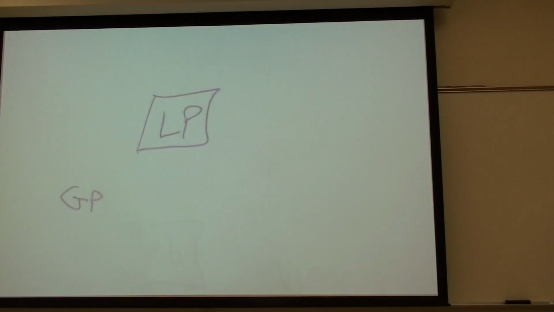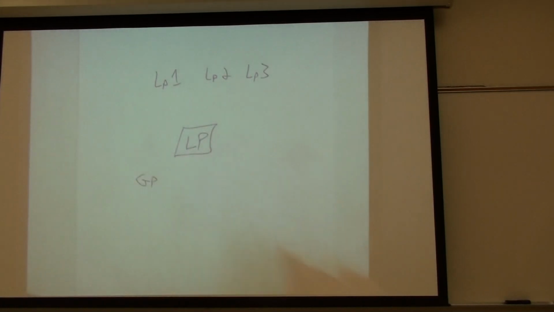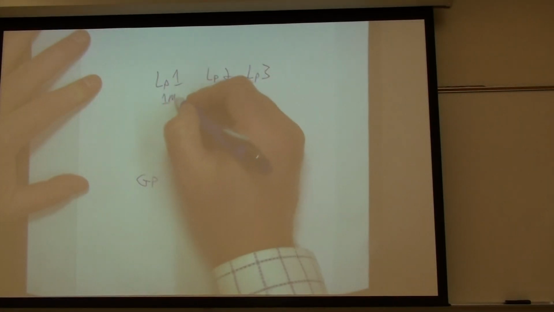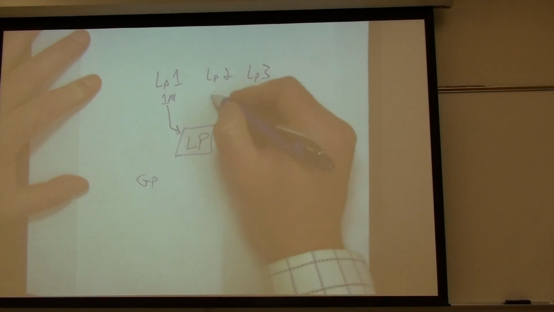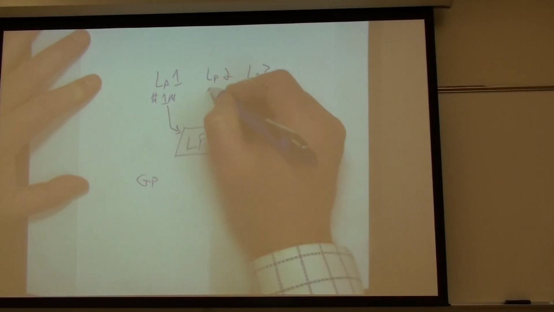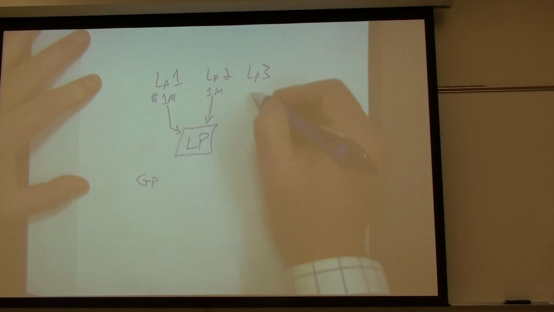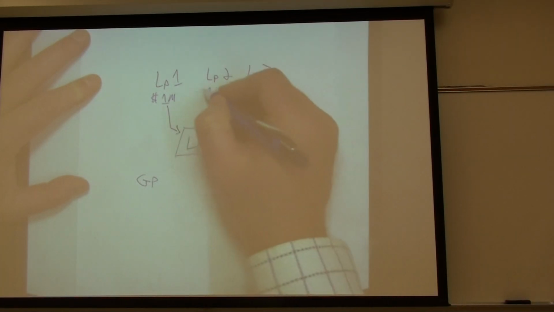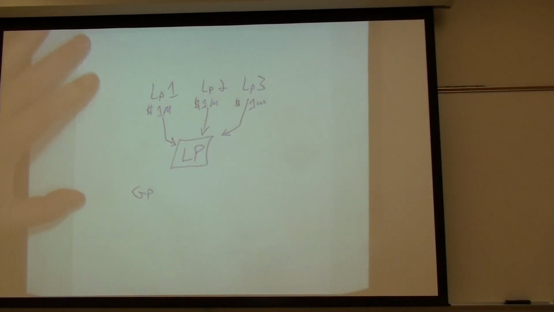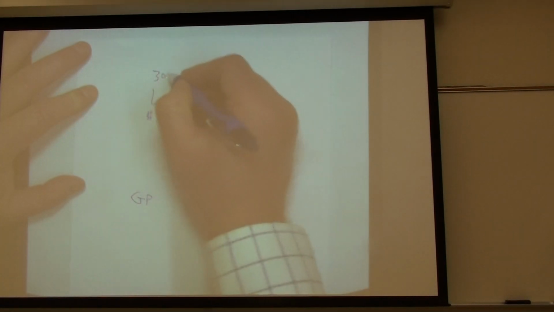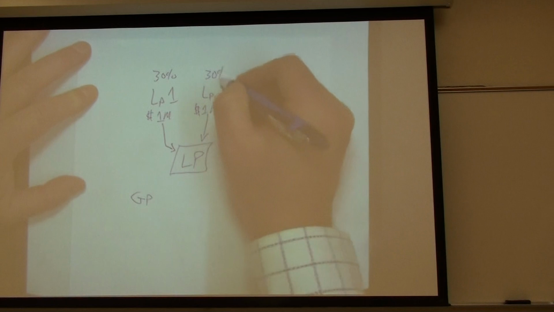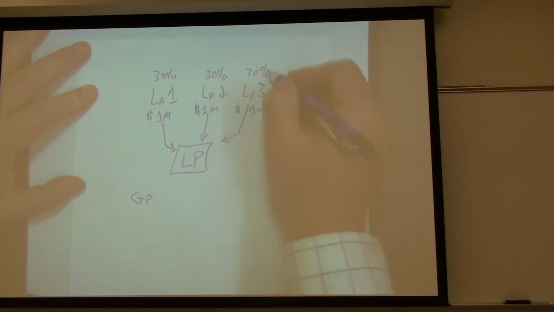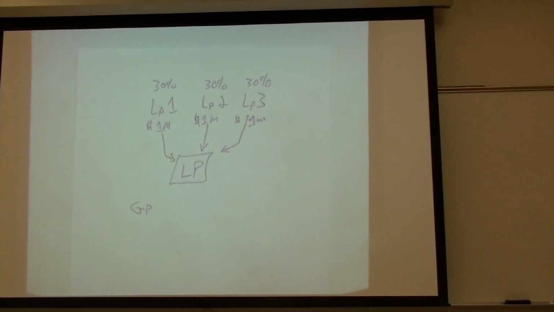So let me give you an example. I'll draw this out here for you. Let's say we have a limited partnership here, and let's say each limited partner, the investor, is going to put in $1 million. And in exchange, they are going to have a 30% share of the net profits. So they are limited partners.